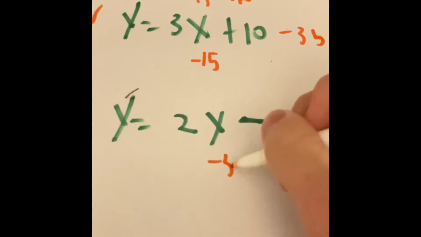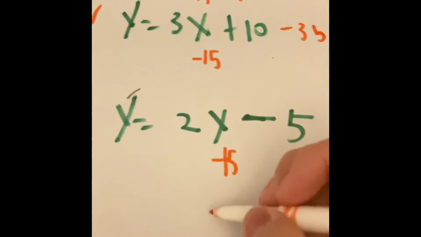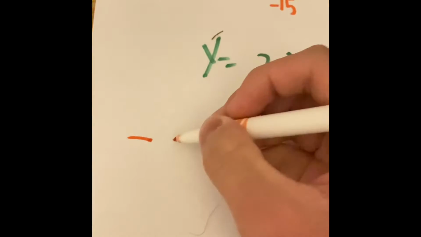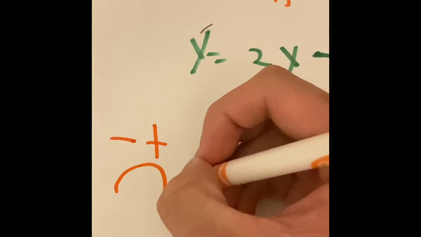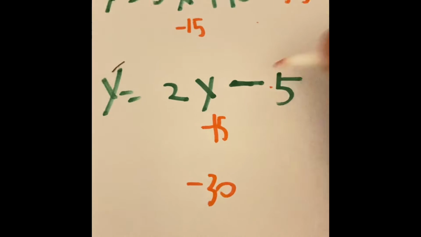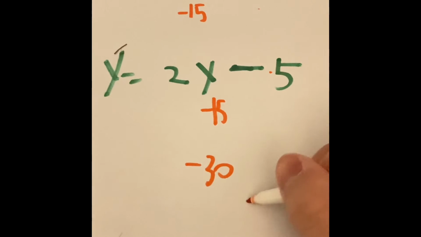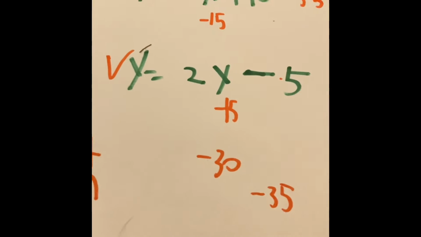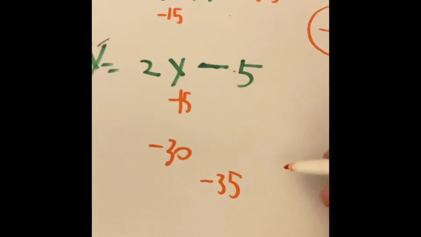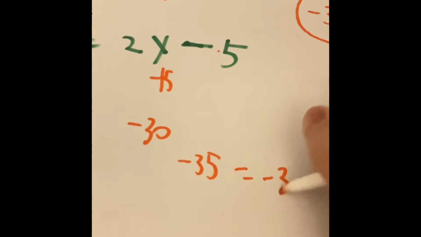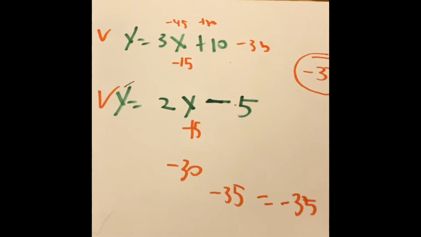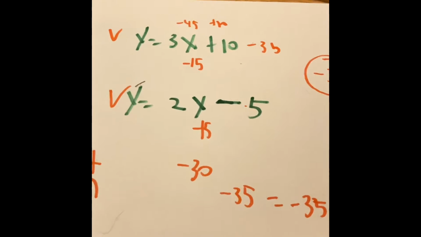The bottom one, let's try that. Negative 15 multiplied by 2 will become negative 30. A negative multiplied by a positive will become a negative. So negative 30 minus 5 is going to become negative 35. So that's also checked. We have proved that these two will intersect at negative 35 because they equal each other. And this kind of answer that we found is called a normal answer.